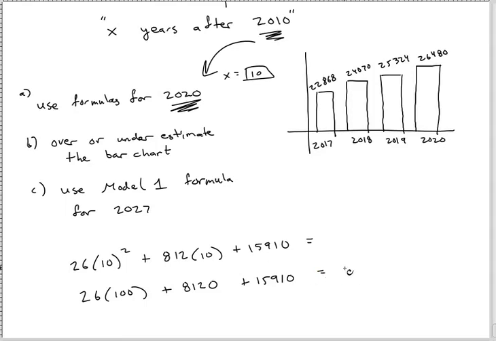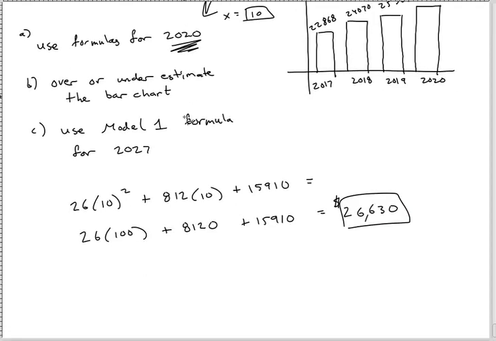And I got 26,630. 26,630. I think that's dollars. We're talking dollars here. And there you go. So that's kind of part A, but we got to do the other formula now.